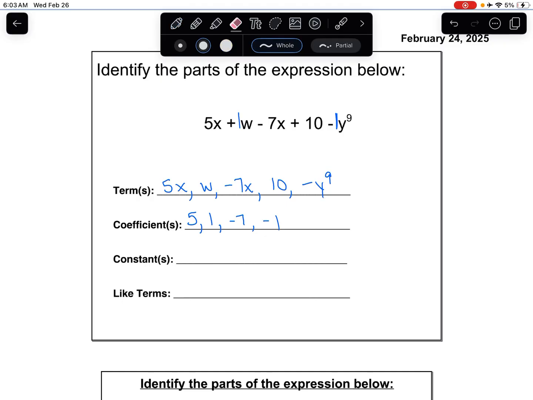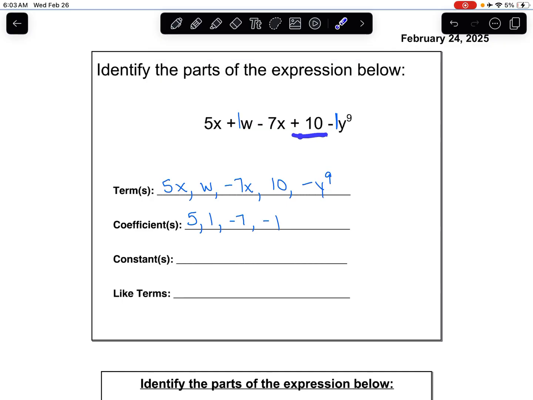All right, and then we're going to look at our constants. Our only constant in this number sentence here is 10. It's the only number without a variable, and a constant is a number without a variable.